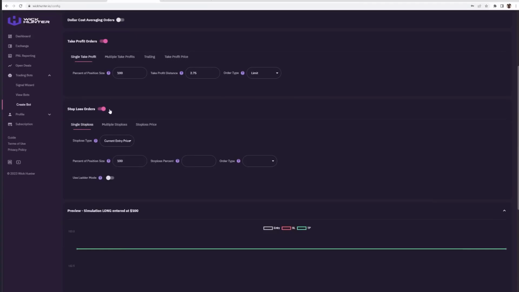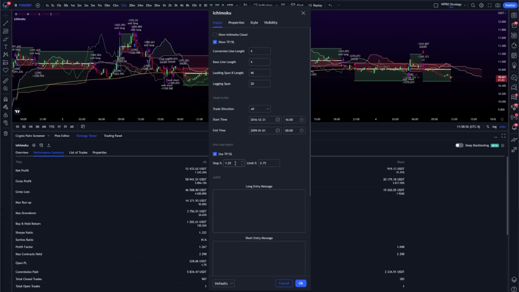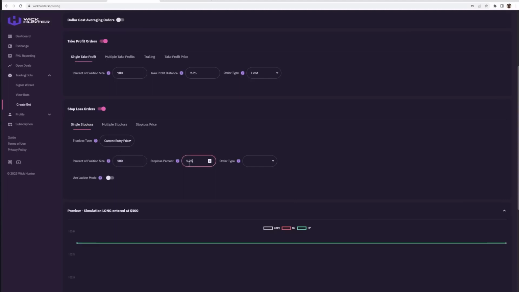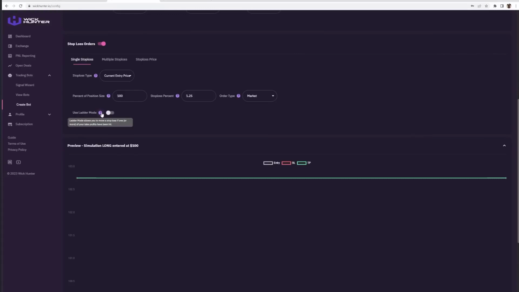We have back tested and dialed in the exact settings that we want. This is a stop loss percent of 1.25%. So we're going to set a stop loss 100% of that position size. The stop loss percent is 1.25%. The order type is a market order. So that's going to guarantee that we get out of our position no matter what. And if you're using ladder mode, it allows you to move your stop loss if one or more of your take profits have already been hit.